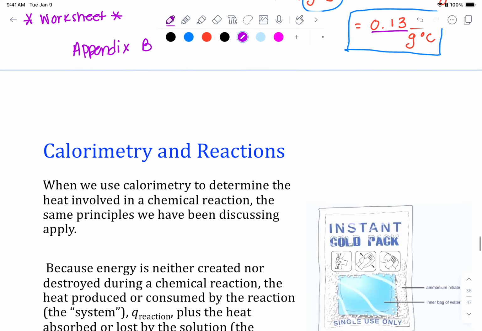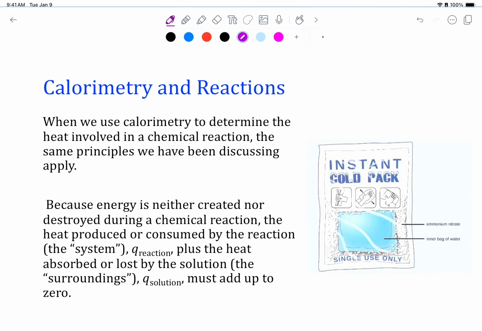Just to move forward a little bit, when we're talking about calorimetry, what we were talking about previously was calorimetry when I put a metal into the water. That was our previous example. But now I want to talk about chemical reactions. This is the chemistry class. We care about the reactions that are happening. So when we're doing calorimetry to determine the heat that's involved in a chemical reaction, everything we've been discussing previously with the system and the surroundings and Q is equal to negative Q and all that, it's the same. It's the same principles. You just may have to think about it a little bit differently.